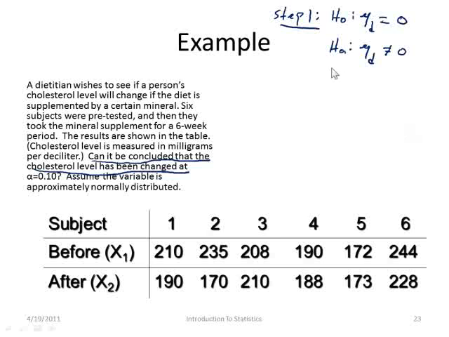So continuing with step 1, we need to compute D bar and S sub D. Notice how these are labeled X1 and X2. So let's put the before into L1 and the after into L2. And again, we'll just go L1 minus L2 and store that in L3.